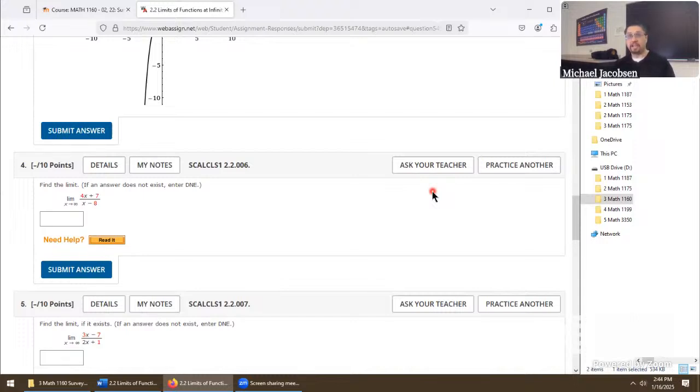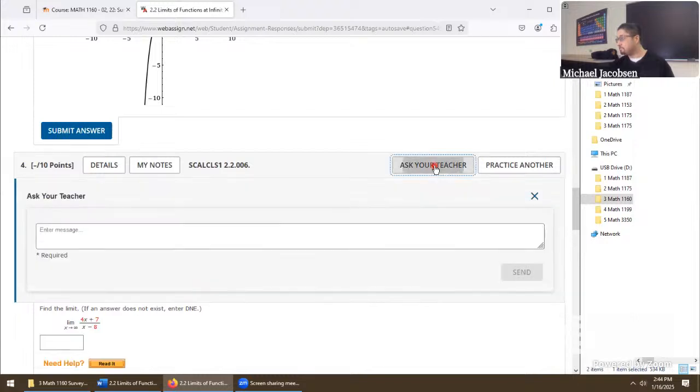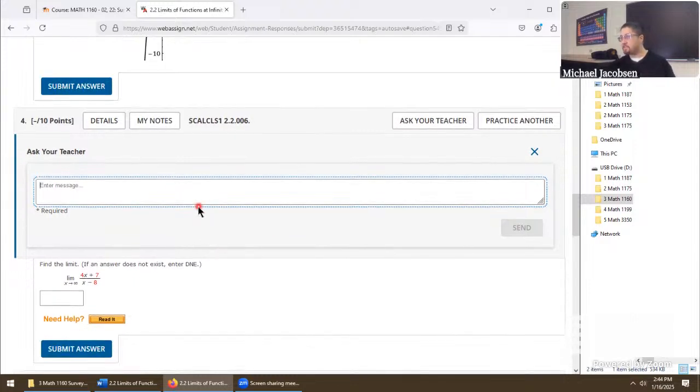phone picture, send it to my email and say, hey, Mike, I'm not sure why I'm getting this wrong. Is there a step I'm missing? I'll be very happy to look at your work and diagnose it with you. Or another option is click this button, ask your teacher. You can say anything you like here that's helpful. You can say what you've tried.